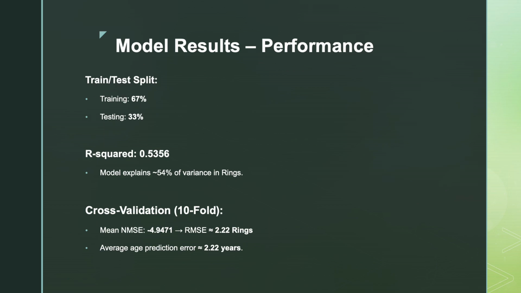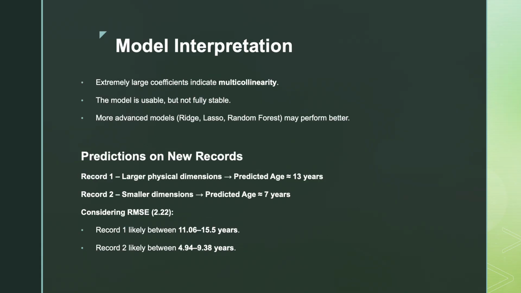Further, 10-fold cross-validation produced NMSE, that is negative mean squared error, corresponding to an RMSE of about 2.22 rings, that is 2.22 years of age uncertainty on an average.